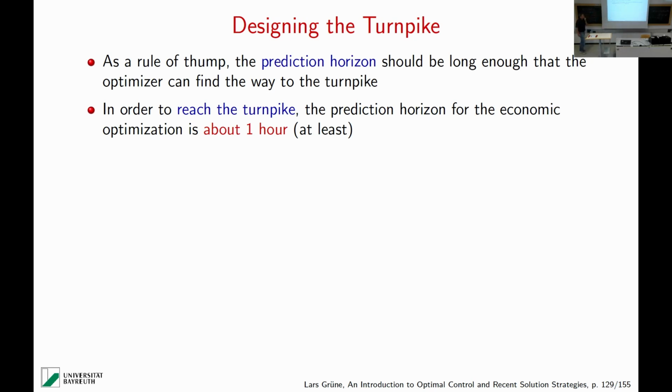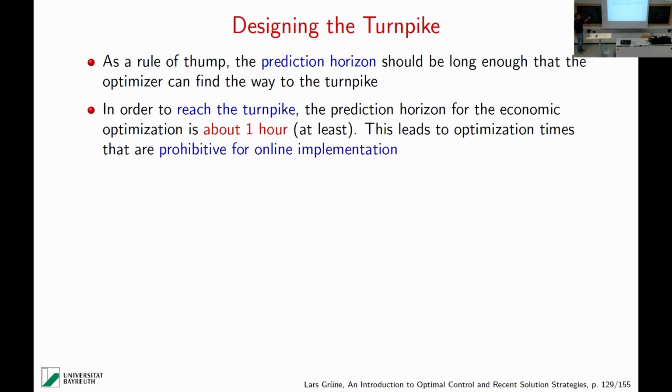And 1 hour means that we get optimization times that are far too long for an online implementation. They have sampling times which are several seconds. So it's not really quick, because it's a slow system. But it's not possible to solve this optimization problem in each MPC step if you solve it directly.